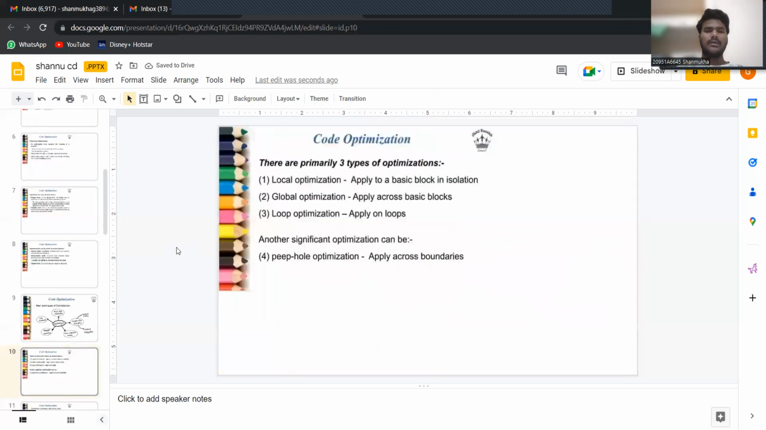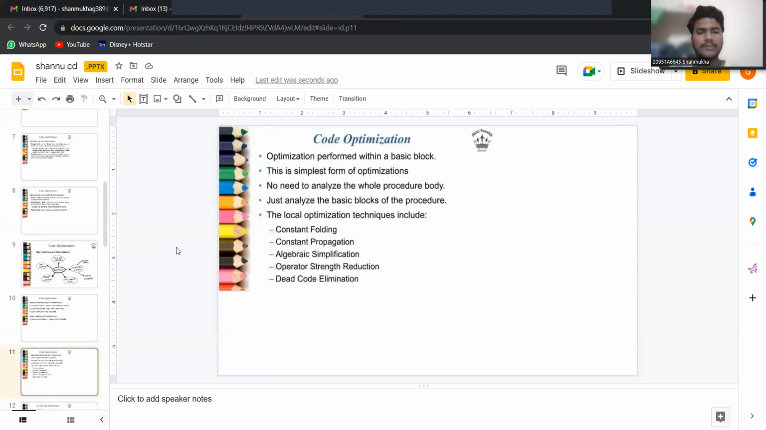Okay. Now, there are primarily three types of optimizations. Local optimization, which is applied to a basic block in isolation. Global optimization, applied across basic blocks. And loop optimization, applied on loops. Another significant optimization is peephole optimization. It can be applied across boundaries.